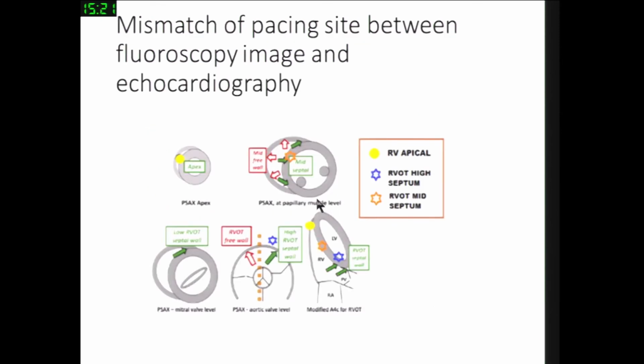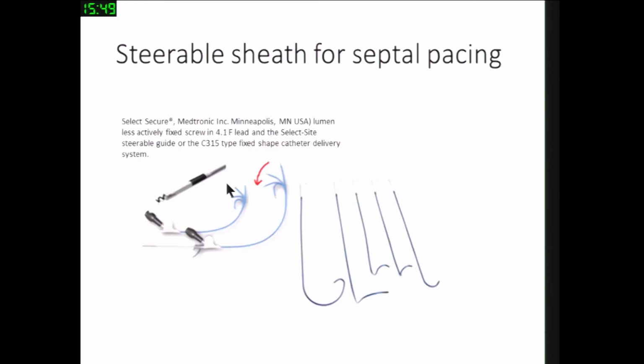Although the ideal pacing site is around here, at the middle of the septum, in many cases the pacemaker lead was around here because it is very stable at this position, but we cannot recognize that by fluoroscopy or ECG findings, so it is some limitation of this technique. There is a steerable sheath for septal pacing now being developed, but it is not commercially used.